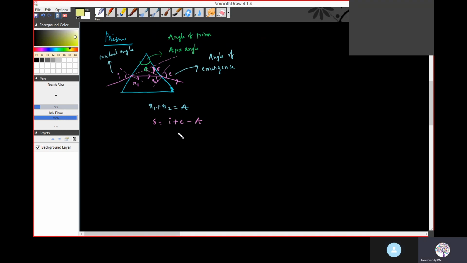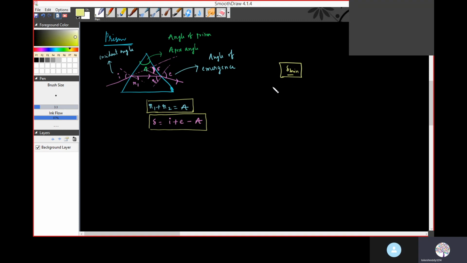I plus E minus A is the deviation, and R1 plus R2 will be equal to A. Now, if you draw a graph with different angles of incidence, for one angle of incidence you will get the deviation as minimum. That we call the angle of minimum deviation.